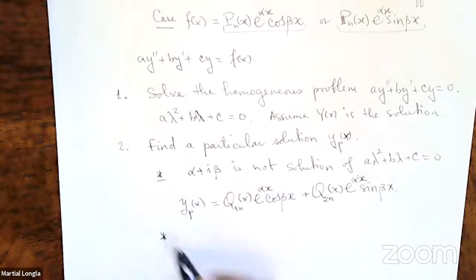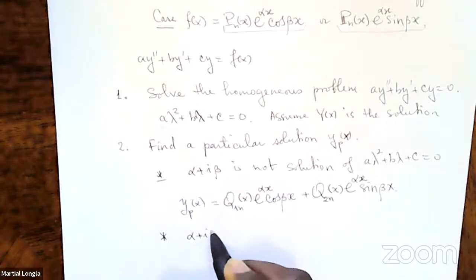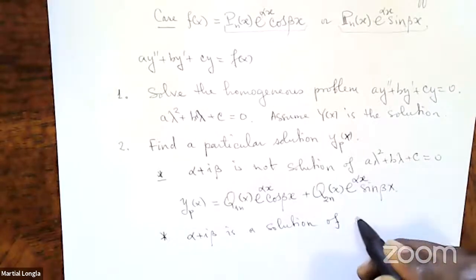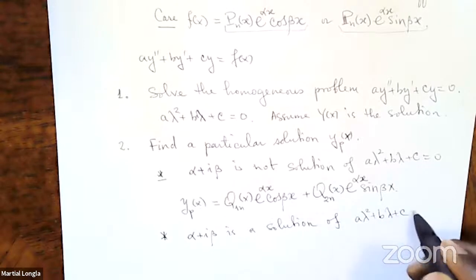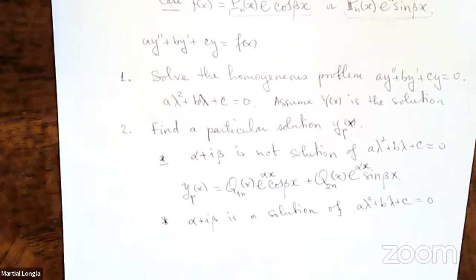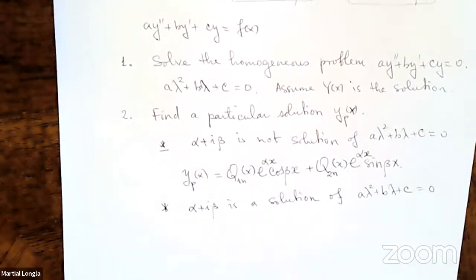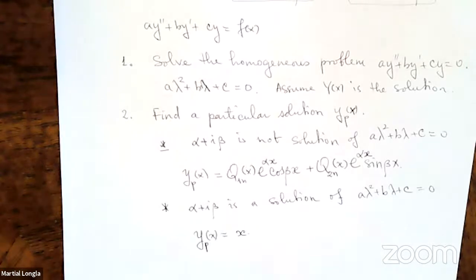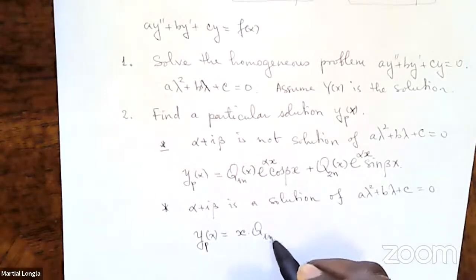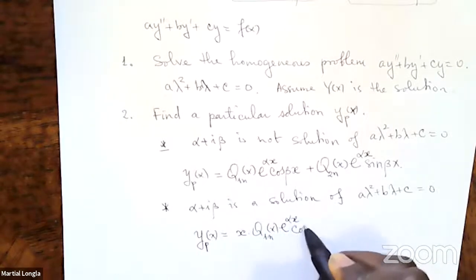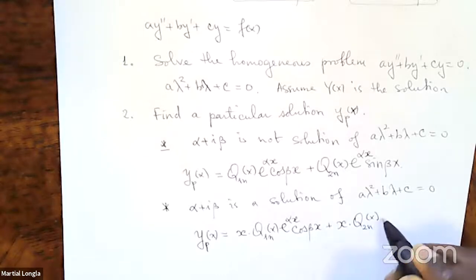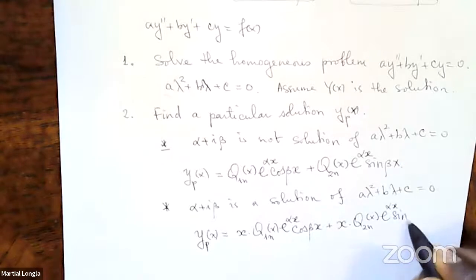In case number 2, if alpha plus i beta is a solution of a lambda squared plus b lambda plus c equals 0, then the solution is going to be written as yp of x equals x first and then a polynomial of degree n e to the alpha x cosine of beta x plus x times another polynomial of degree n e to the alpha x sine of beta x.